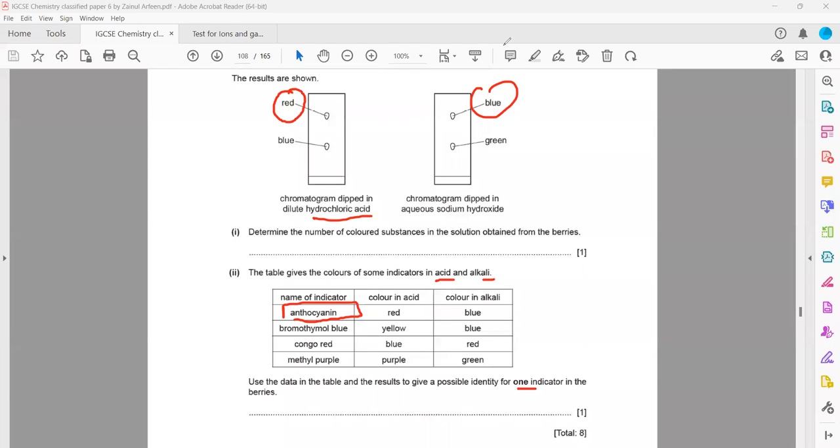Why not bromothymol blue? If it were bromothymol blue, it should be yellow, but there is no yellow color present, so it cannot be bromothymol blue. Congo red should be blue in acid, and there is a blue color, so it might be Congo red, but in alkali it should be red, and there is no red color, so it is not Congo red. Methyl purple should show a purple color in acid, but there's no purple color present. The only one that matches is red in acid and blue in alkaline. So anthocyanin is the right answer.